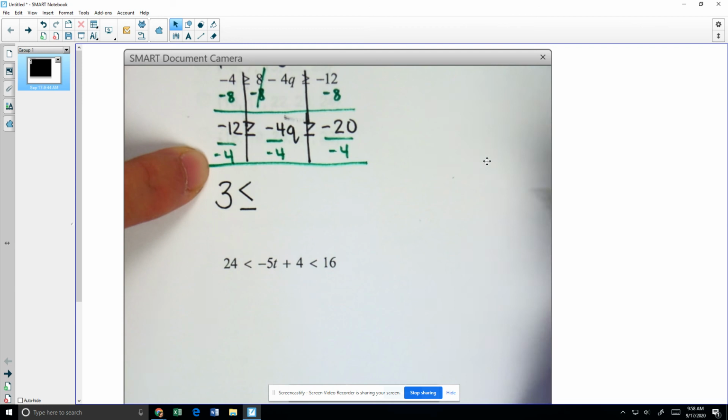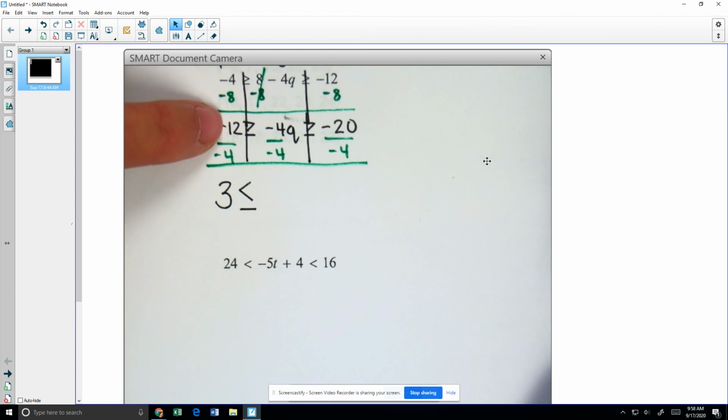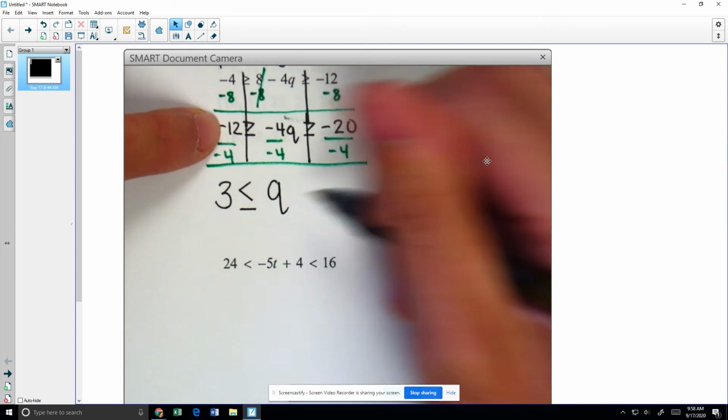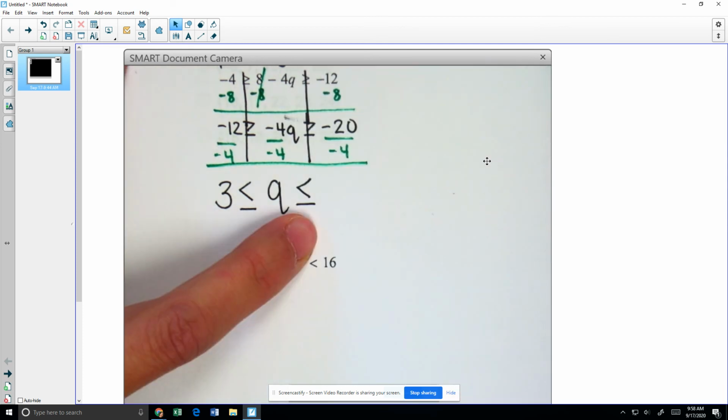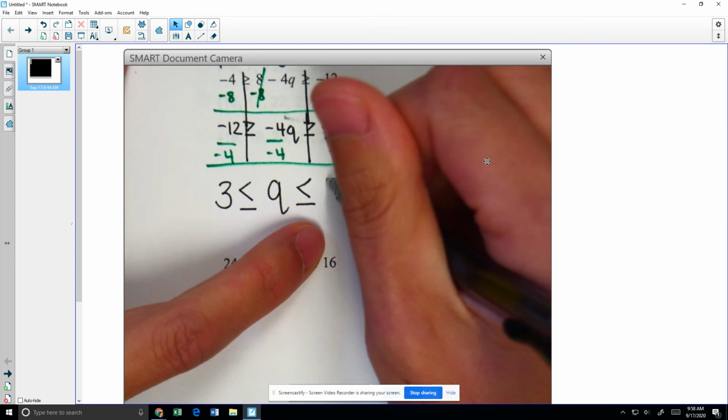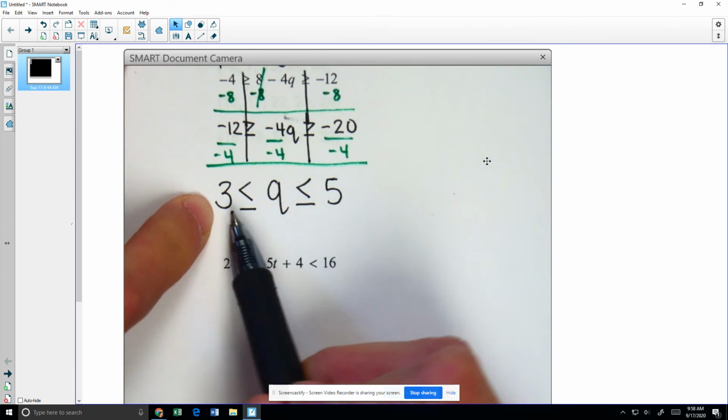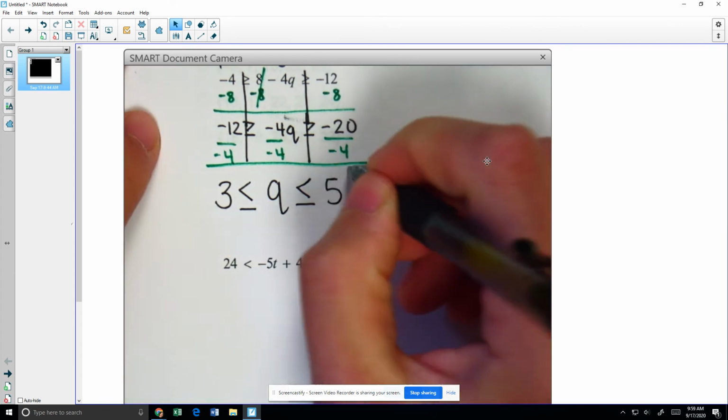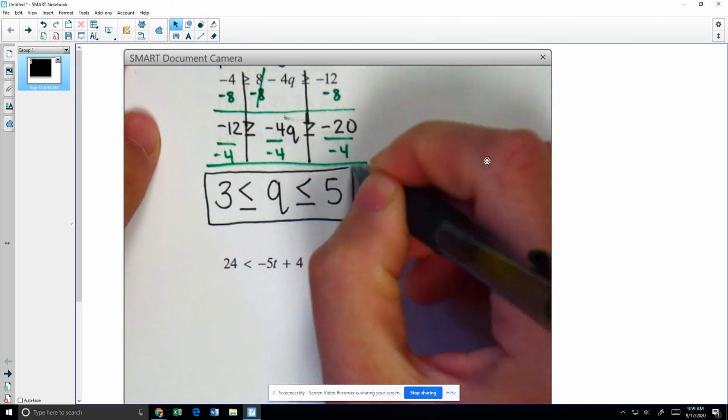I flip my symbol because I am dividing by a negative. I have q. I flip my symbol because I'm dividing by a negative here. And then I have positive 5. Look, smallest numbers on the left, biggest numbers on the right. All is good in the world again.